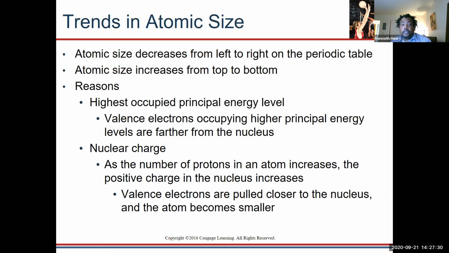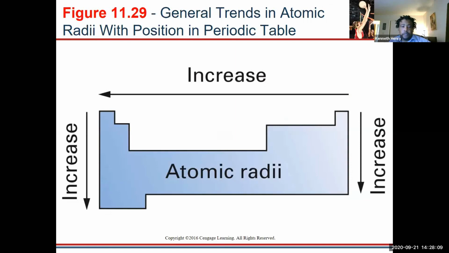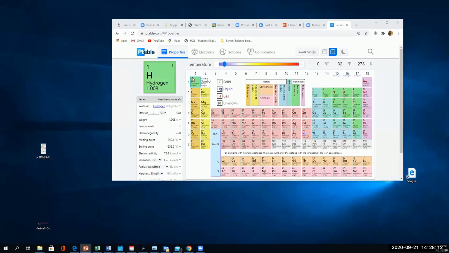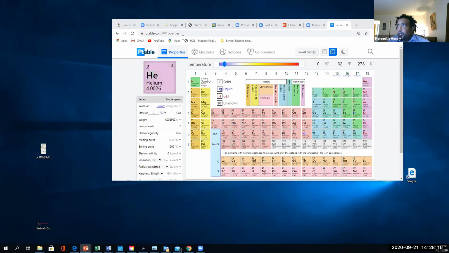So some of the trends that we notice is trends in atomic size. It'll make a little sense if you think about it a little bit. As we go from left to right, we're going to get smaller. So the size of the atom gets smaller from left to right, and the size of the atom increases from top to bottom. Okay, so let's look at the periodic table. So here's the periodic table. As we go from left to right, it's going to get smaller.